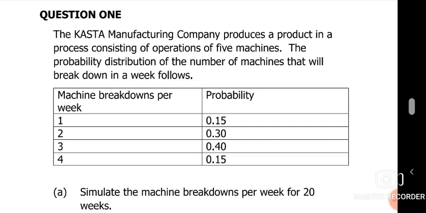So machine breakdowns per week, so maybe they've just estimated that there'll be maybe 1 breakdown, 2 breakdowns. That's what you're seeing in that first column. So they mean maybe three breakdowns in a week or 4, just a rough estimate. So now we've been asked, part A, simulate the machine breakdowns per week for 20 weeks.